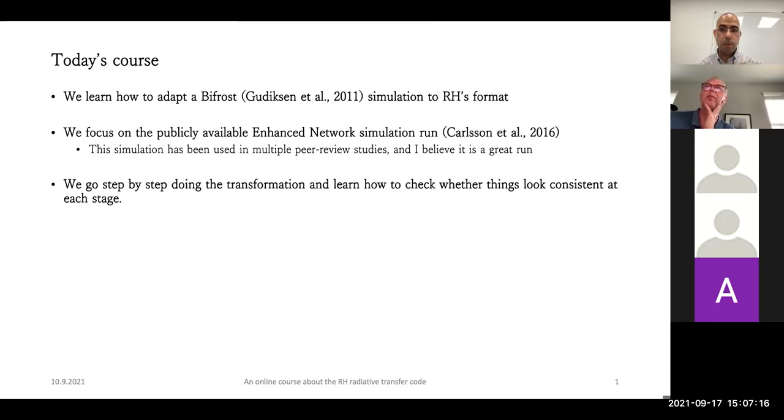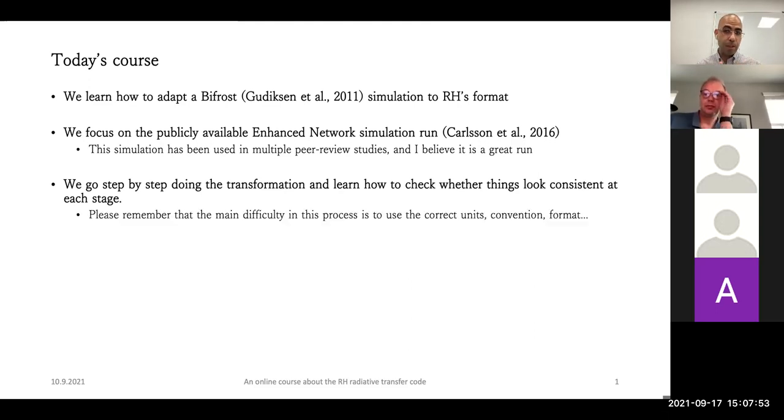So what we are going to do today is to go step by step, transforming each atmospheric parameter, and also learning some ways to check that the transformation is reasonable, and that we are understanding how the atmospheric parameters are defined, for example, the sign of the velocity. So when you do a transformation, you change things, and then you should double check that everything is in the format that we need for RH. Otherwise, things will get a bit messy.